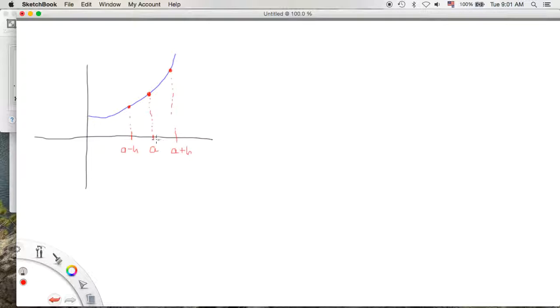But sometimes that's harder to calculate. What happens if we have this line here, the secant line that's connecting these two points, the ones that are h on either side? Then the slope of it is the y value of the first one minus the y value of the second one, all over 2h. This is called the symmetric difference quotient.